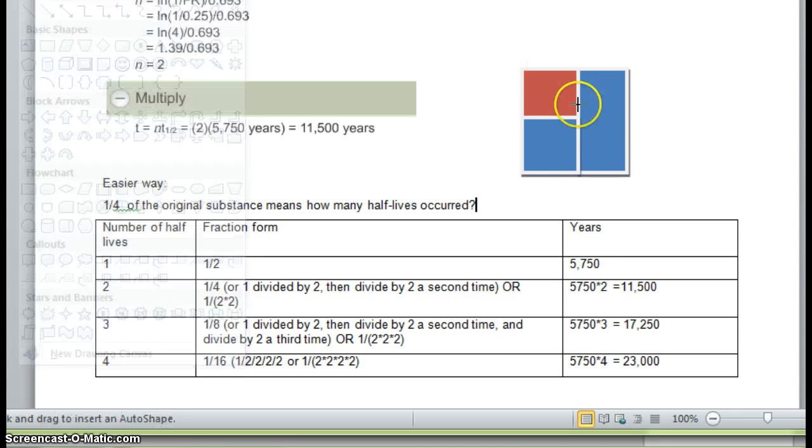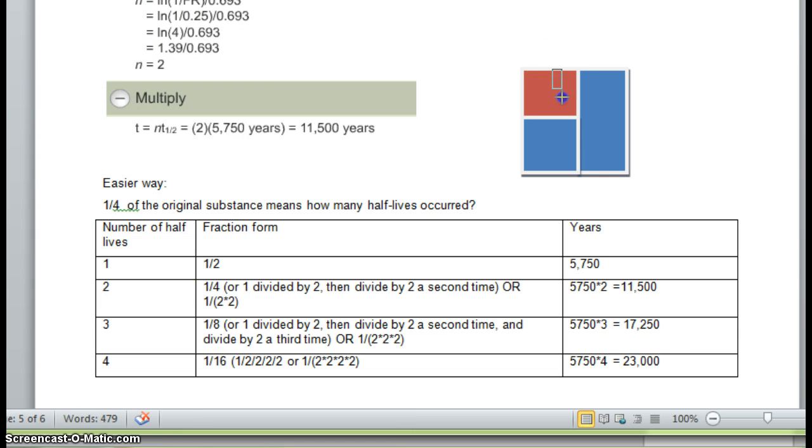Okay, so then after another half-life, another half of it converted or decayed. So now I have an eighth that's still red, or an eighth of my original remaining. That's what's happening. Each one of these times takes another 5,750 years if we started out with carbon 14.